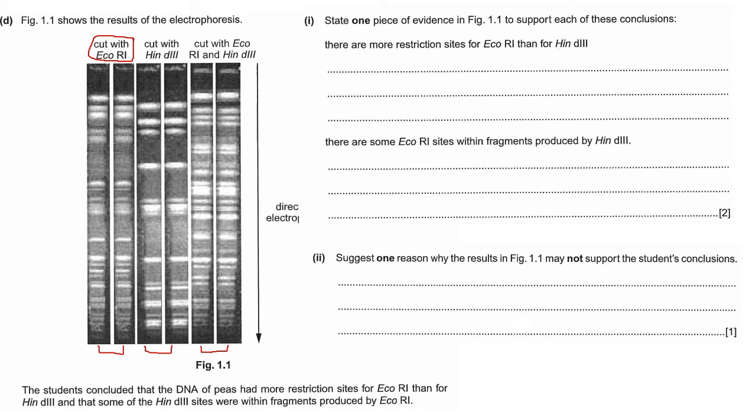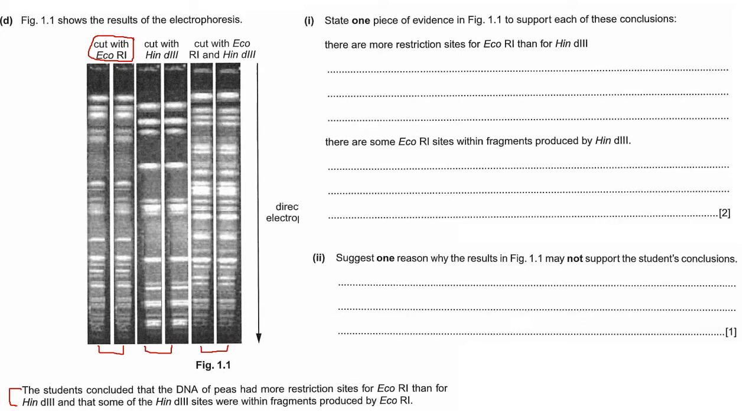Then they say the students concluded, I'm reading from the bottom here now: the students concluded that the DNA of peas had more restriction sites for EcoR1 than for HindIII, and that some of the HindIII sites were within fragments produced by EcoR1. State one evidence in this figure to support each of these conclusions. The first conclusion, that there are more restriction sites for EcoR1 than for HindIII. That's very evident when you see these.